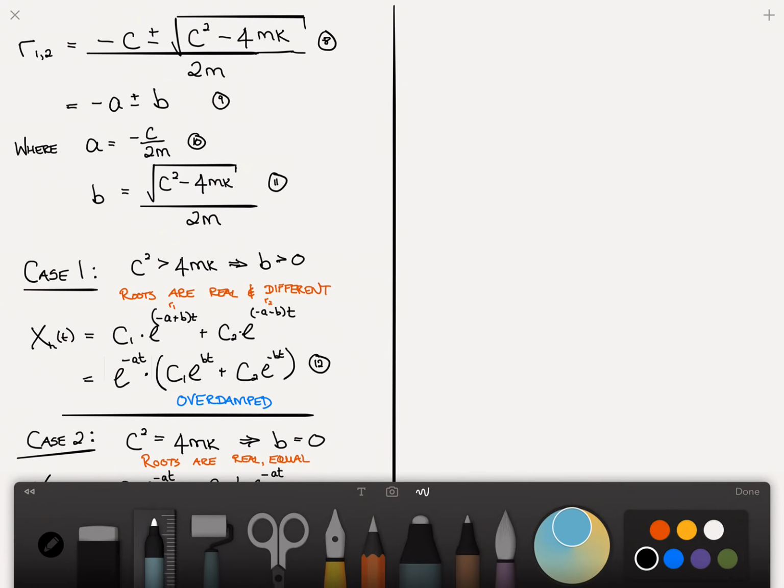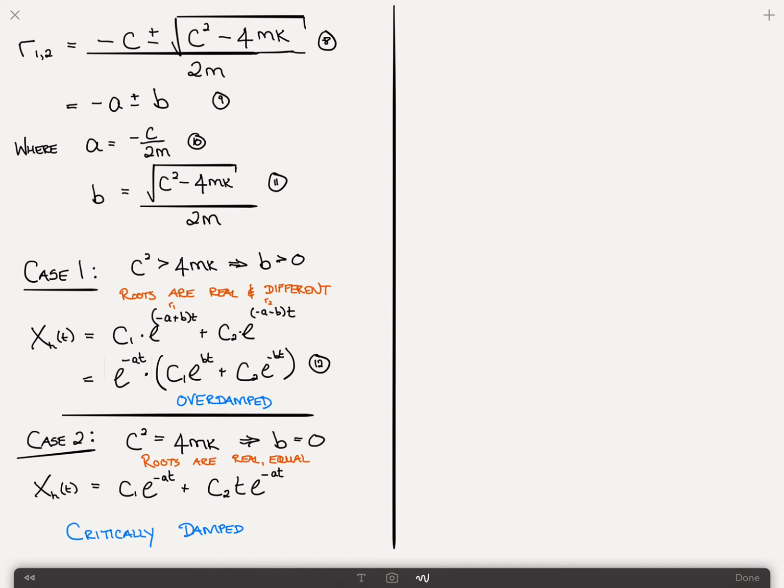Right, and now we can have a look at case number 3, which I think is the most interesting of the three cases, which is why I've saved it for last. And in this case, c squared is less than 4mk.